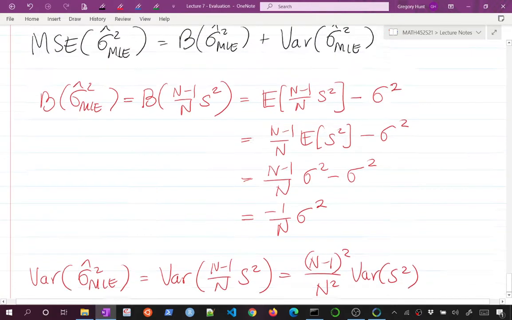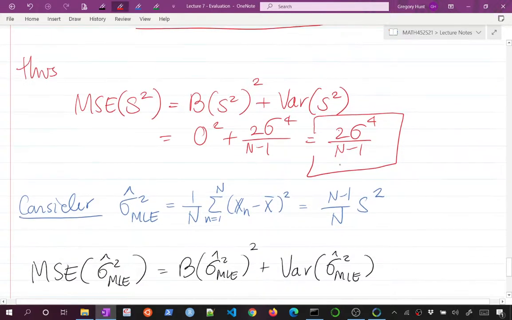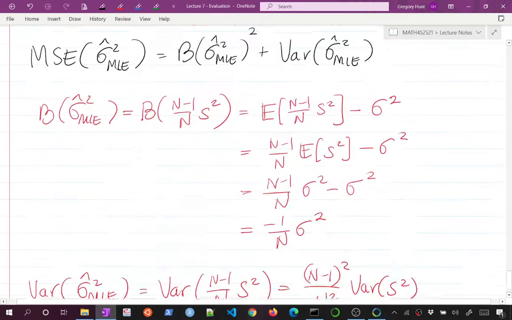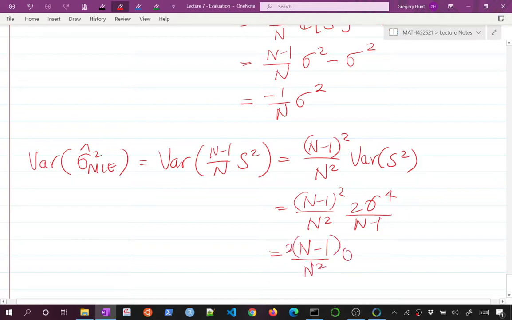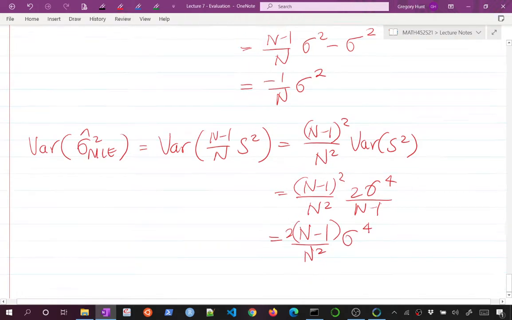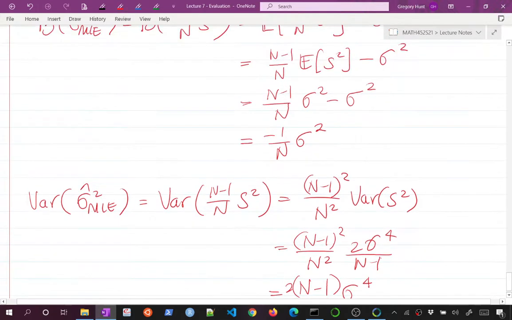And we had just calculated the variance of s squared above, right? It's 2 sigma to the 4th over n minus 1. So this is n minus 1 squared over n squared, 2 sigma to the 4th over n minus 1. And what we're left with is n minus 1 over n squared. We can put a 2 out front, and we have a sigma to the 4th. So that's the variance of the MLE.